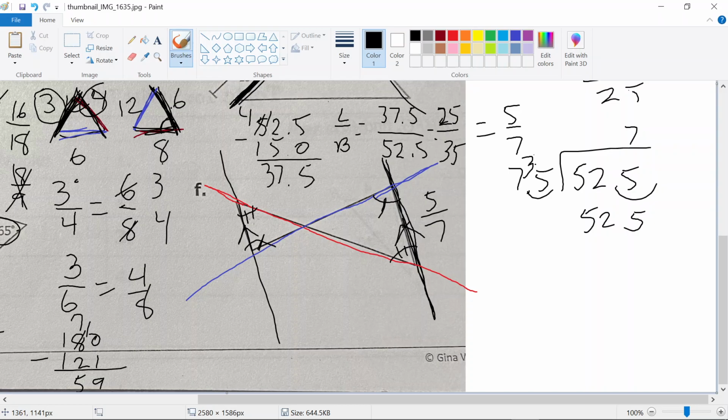Well, now I'll call this triangle A and I'll call this triangle B. In triangle A, I have an angle that's equal to an angle in triangle B. In triangle A, I have a second angle that's equal to a second angle in triangle B. Angle, angle again. So F is yes, angle, angle. And that's it for that worksheet.